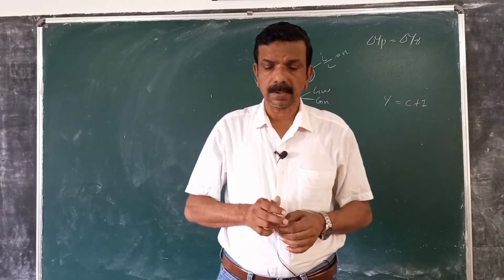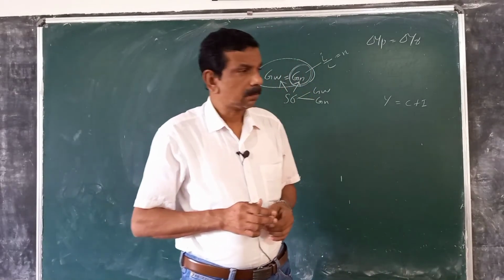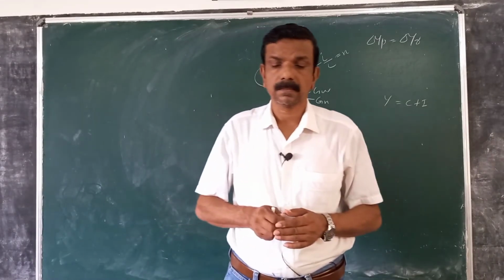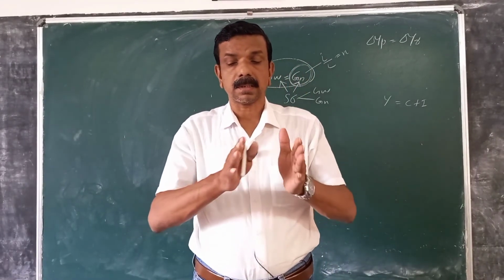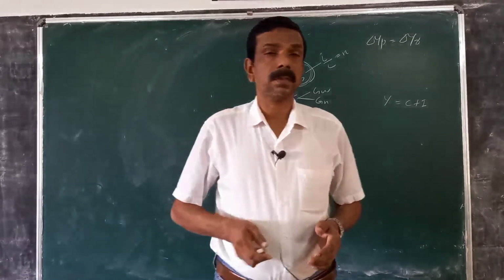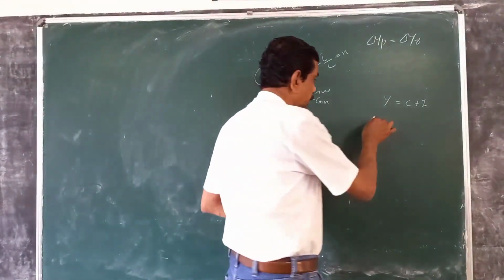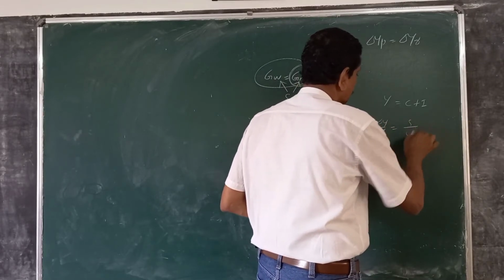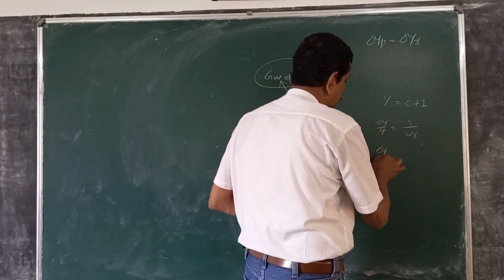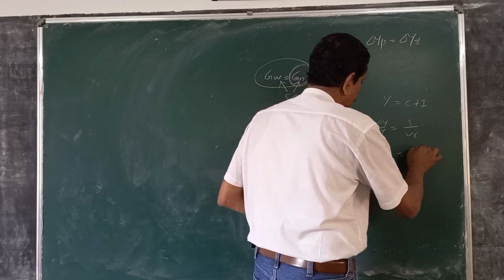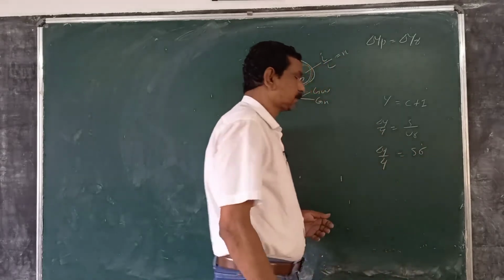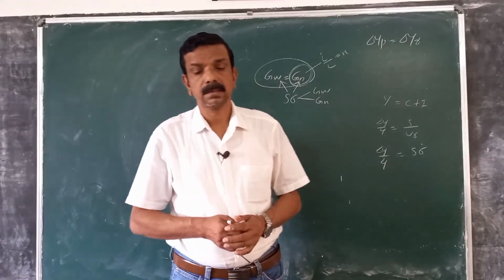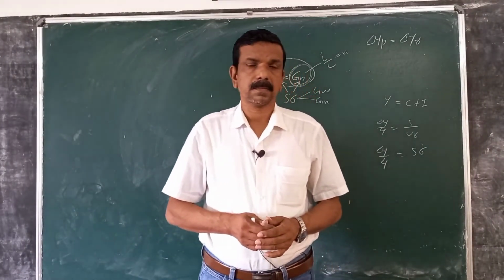The second one is that both models generate equilibrium conditions implying a constant proportional growth rate of output. In the Harrod model, it is delta Y by Y equal to S by Vr. In the Domar model, it is equal to S into sigma. And as we have discussed, both are one and the same thing.